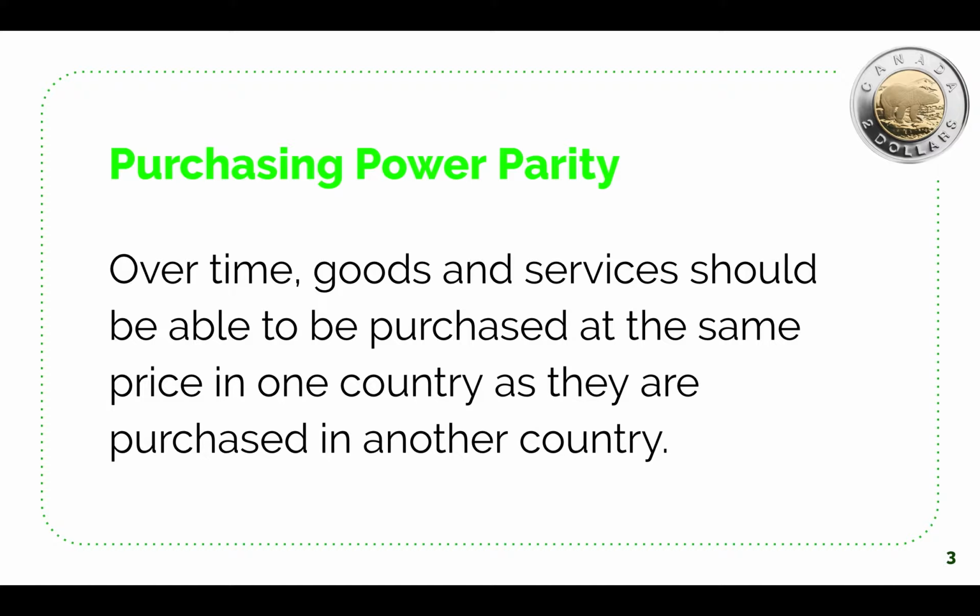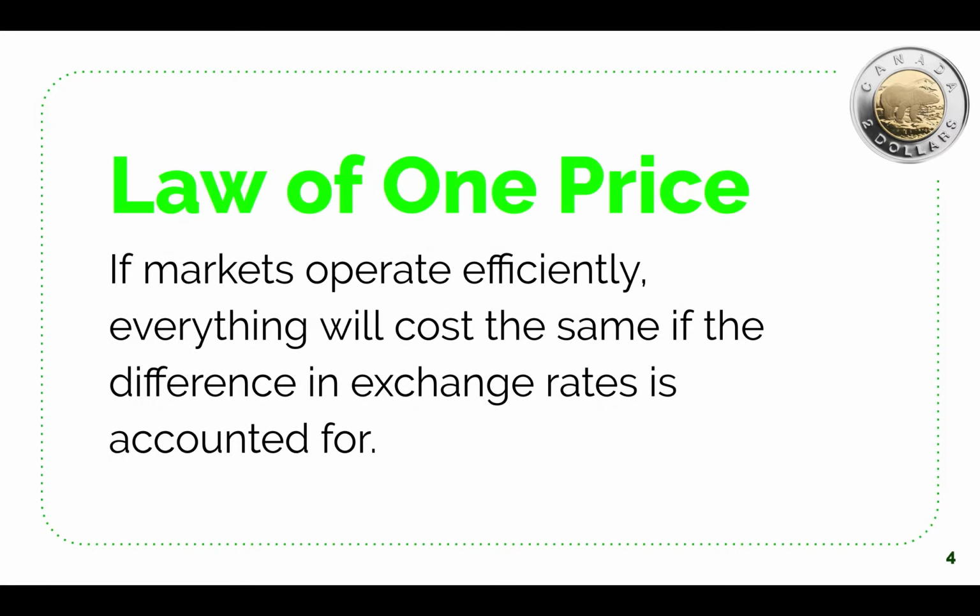countries. And the key phrase is a little bit over time, because there might be some short-term shocks or an event that has occurred, but for the most part, if you're getting paid to do one job in Canada and you get a salary for something, that same job and that same salary in the UK should be able to buy you the same amount of things. It's the law of one price. If markets are efficient, everything will cost the same once you factor in the exchange rates.